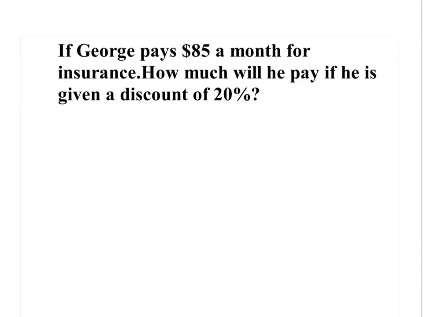So what I do is I find out what 20% of $85 is. So I take $85 and I times it with not 20%, but I'm going to times it with 0.2 because I have to move the decimal 2 times. So I'm going to find out what 20% of 85 is by taking 85 times 0.2. 85 times 0.2 is 17. So 20% of $85 is 17.